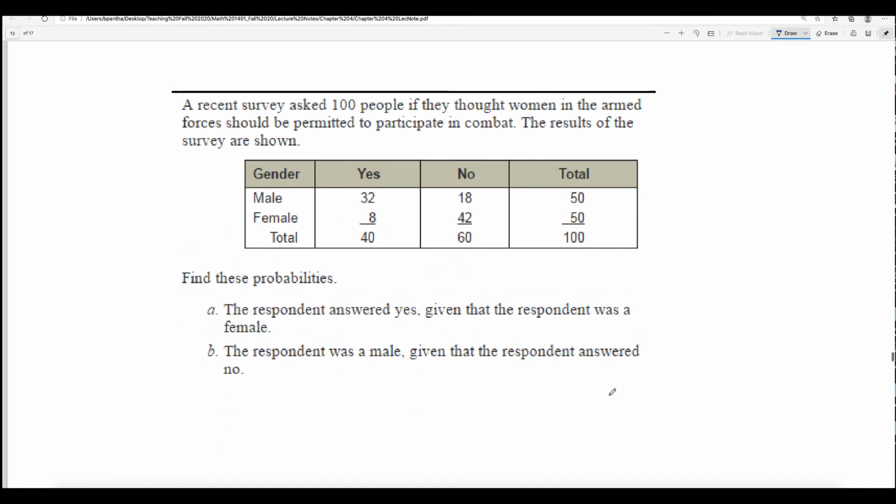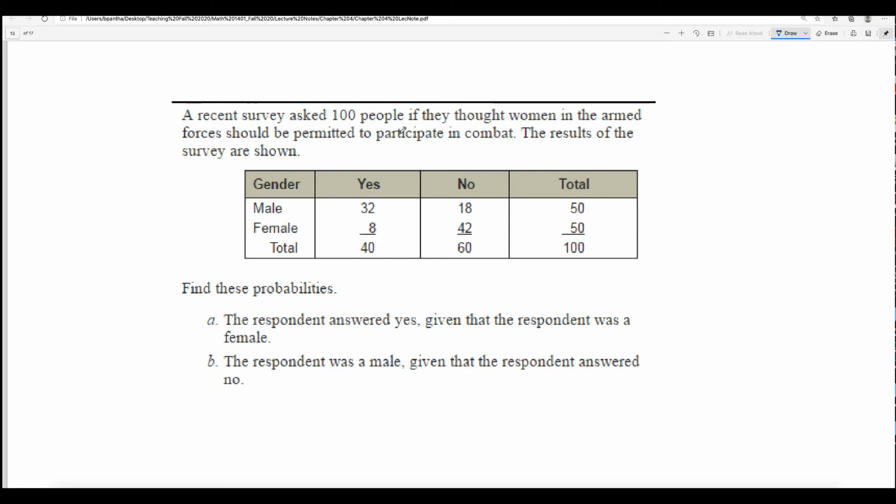Let us do this example. A recent survey asked 100 people if they thought women in the armed forces should be permitted to participate in combat. The results of the survey are shown. Out of the 100 people they asked, there were 50 male and 50 female. They asked if women in the military should be permitted to participate in combat.